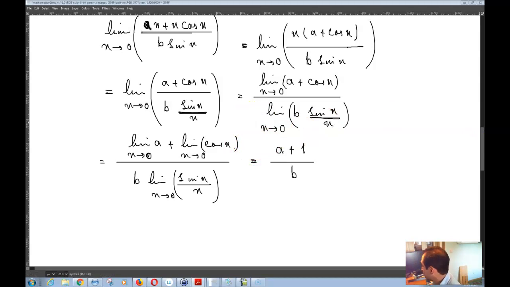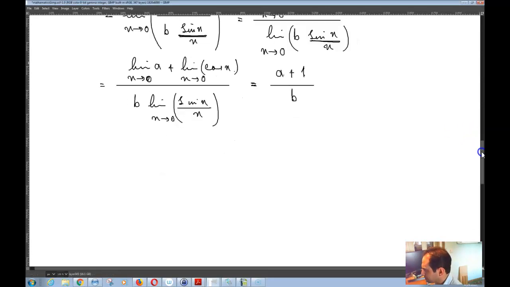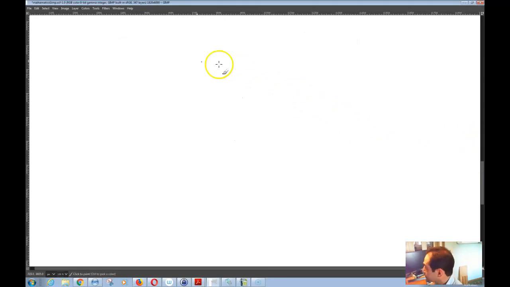This was number 18. Number 19 is the limit of x secant x as x tends to 0. So this becomes 0, but not quite.